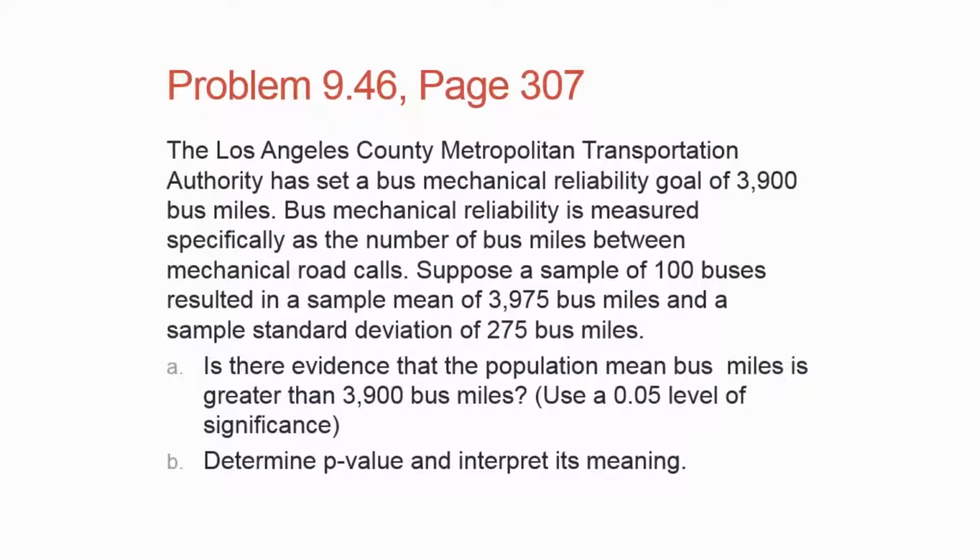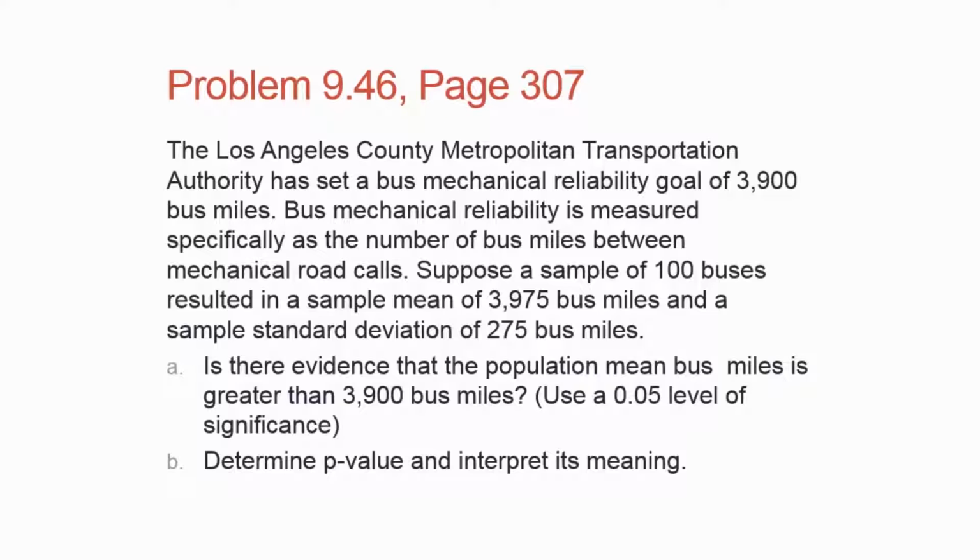So this is problem 9.46 on page 307. The Los Angeles County Metropolitan Transportation Authority has set a bus mechanical reliability goal of 3,900 bus miles. Bus mechanical reliability is measured specifically as the number of bus miles between mechanical road calls. Suppose a sample of 100 buses resulted in a sample mean of 3,975 bus miles and a sample standard deviation of 275 bus miles. Here's the question. Is there evidence the population mean bus miles is greater than 3,900 bus miles? Use alpha, a level of significance, of 0.05.